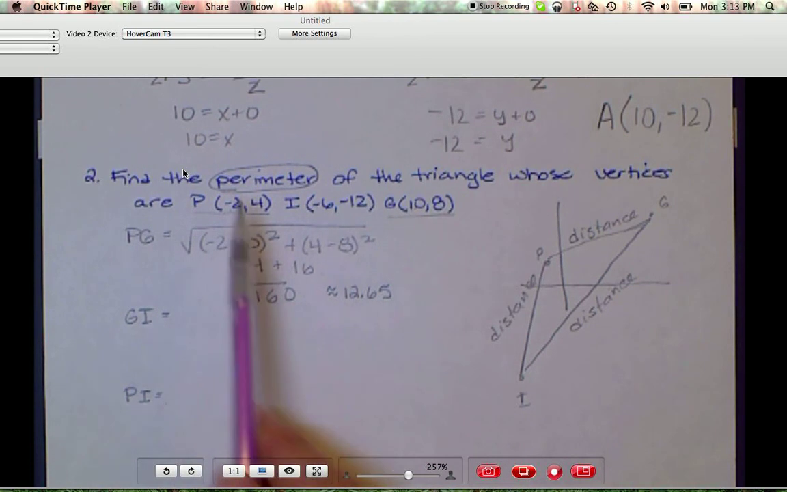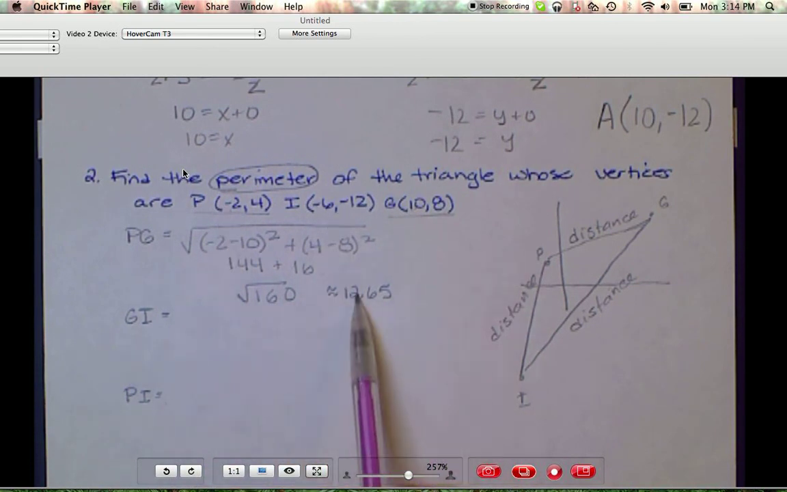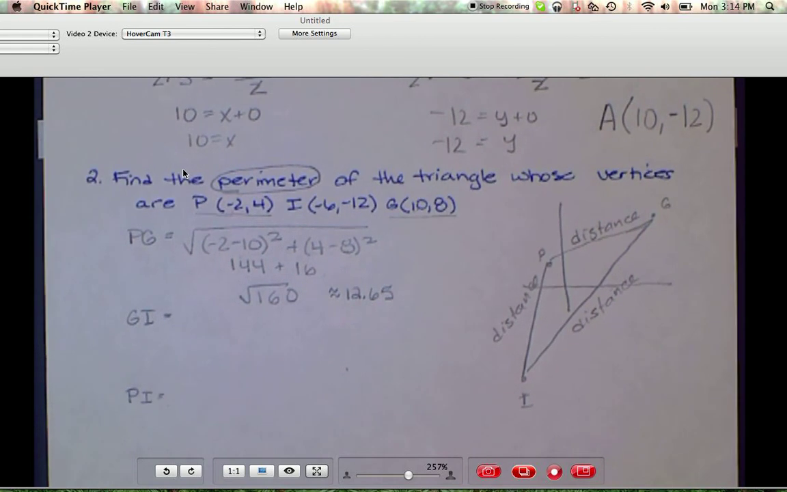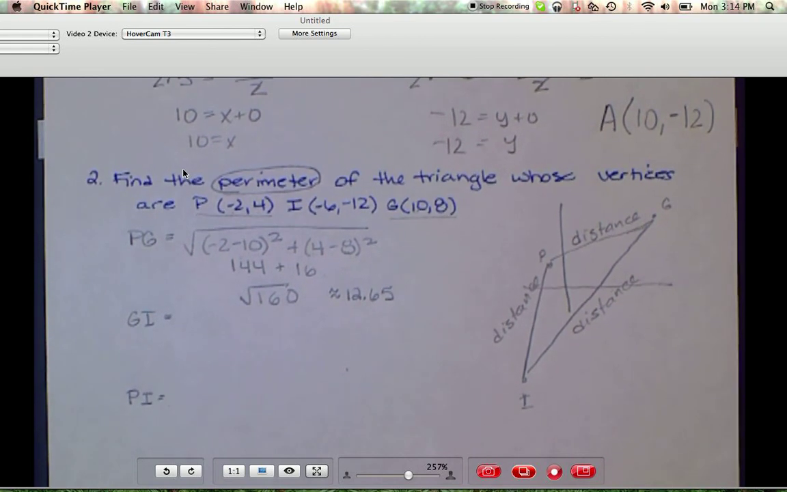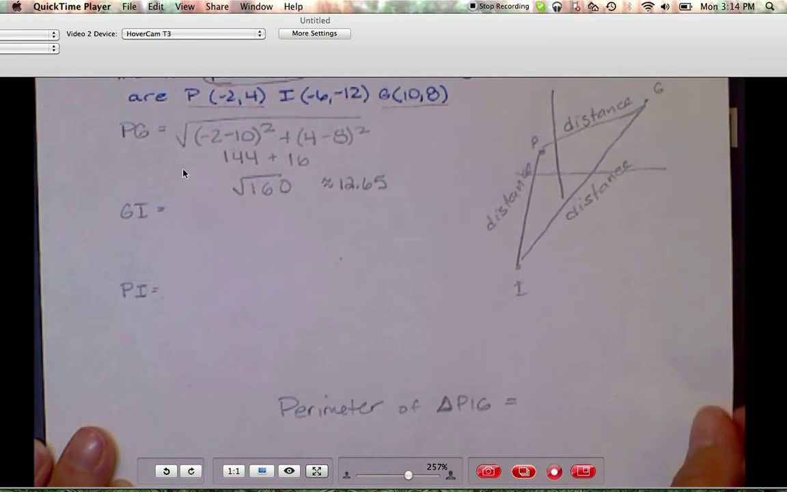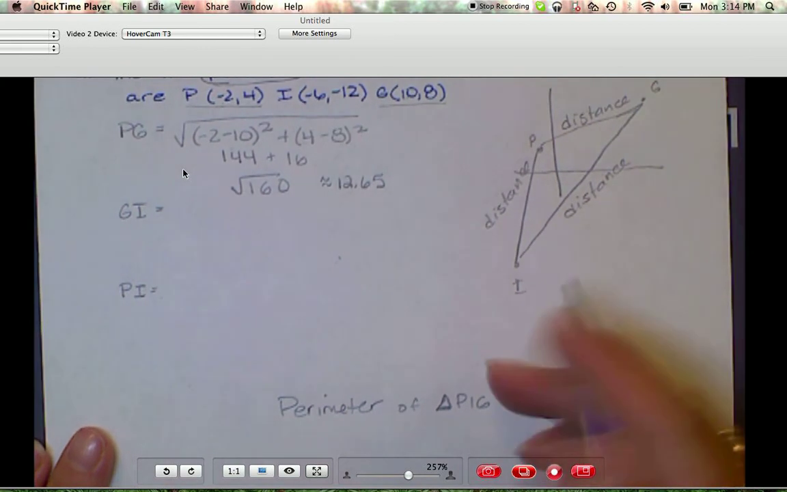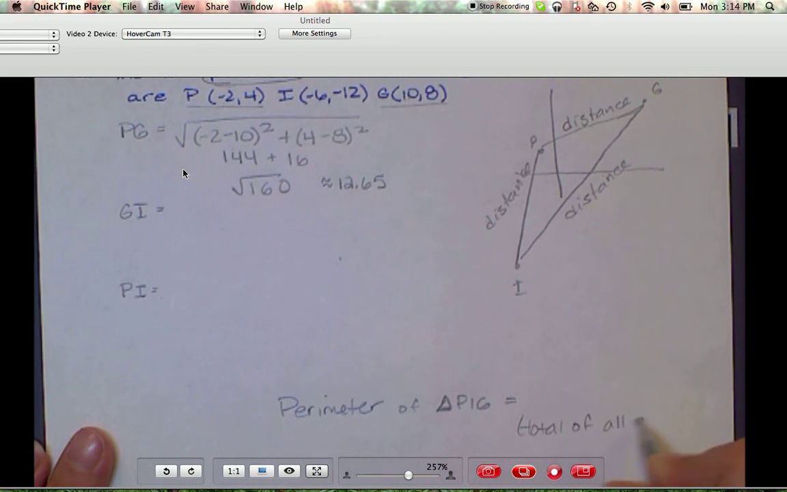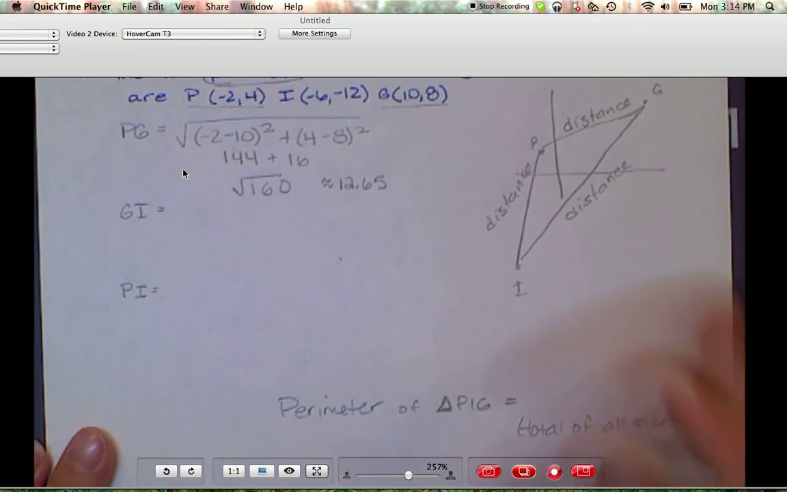So to complete this problem, you need to find the distance of GI using I and G, the distance of PI using P and I, and then once you know the three lengths, then you will add them all together. And you want to write the perimeter of triangle PIG is the total of all three. So you'll have to add those together. Bring that to class with you tomorrow.